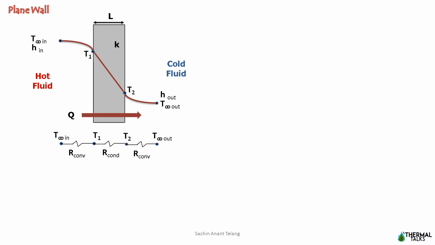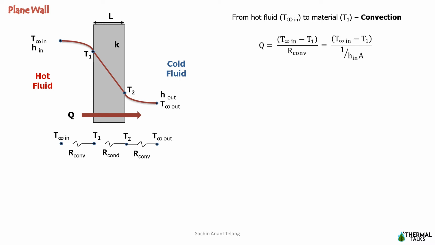Hot fluid maintained at temperature T infinity in transfers its heat to plane wall. As a result, inside wall attains temperature T1. The convective thermal resistance is offered to heat transfer in this equation. Since inside wall is maintained at temperature T1, there creates a temperature difference across the wall, and now heat transfer takes place within the solid plane wall. For that, conductive thermal resistance is offered as shown in this equation.